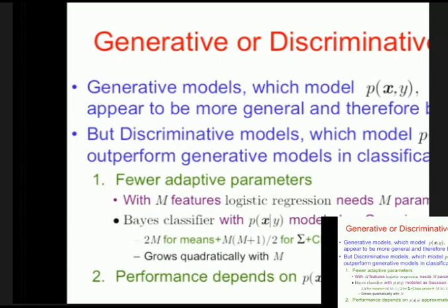And the performance, of course, in the generative model depends on these approximations, on how good these generative distributions are, which is why the original idea of a Bayes classifier for pattern recognition kind of fell out of favor in terms of discriminative methods like neural networks, logistic regression, and SVM.